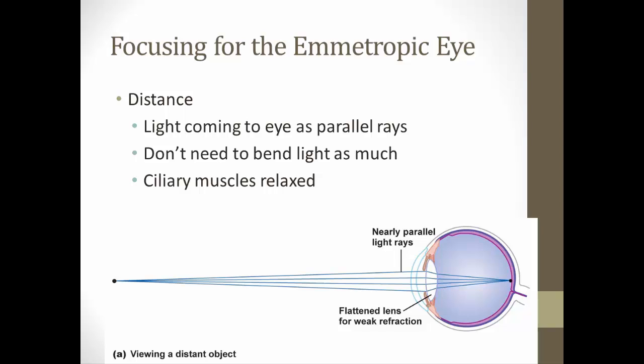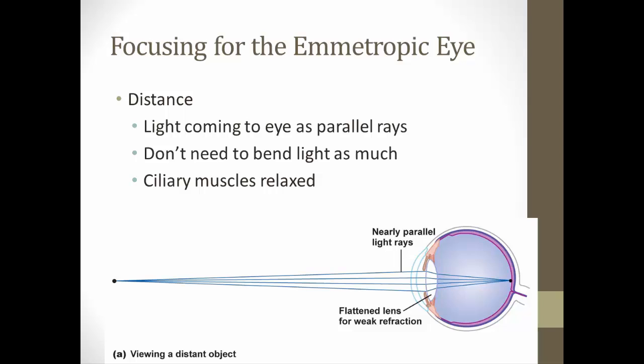We're going to look first at what's called an emmetropic eye. Now, an emmetropic eye is the perfect eyeball. It's the eyeball that we all should be born with, but many of us who are wearing glasses don't have this eye. But we'll pretend we have an emmetropic eye first.